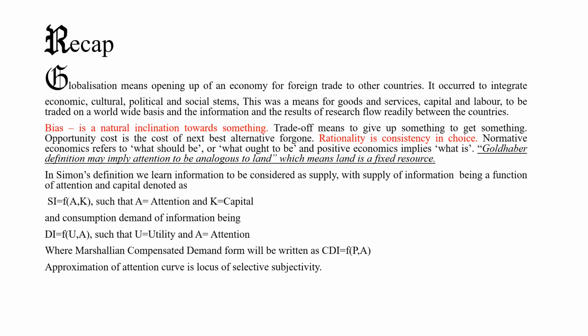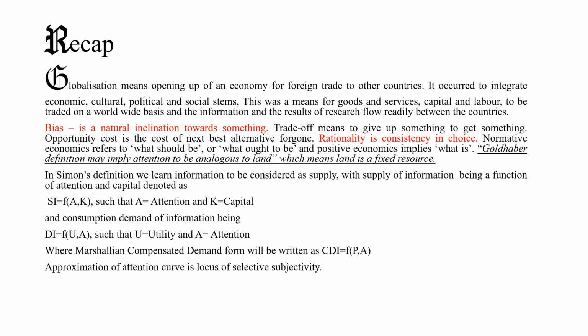So earlier we studied the definition of attention economics, about Goldhaber, about Simon, and then the hypothesis of the scarcity problem. We studied globalization, which means opening up the economy for foreign trade to other countries. Also, we studied what bias is, a natural inclination towards something. And trade-off is to give up something to get something.